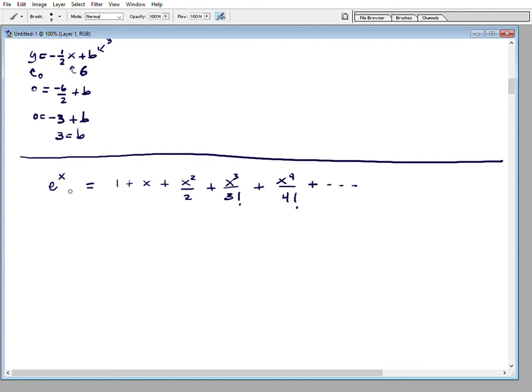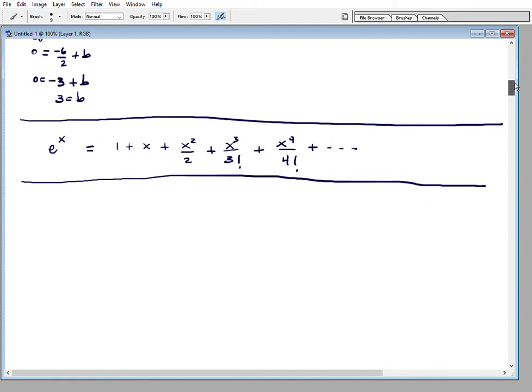Now if we want to figure out what e squared is, we can start substituting in the 2 here and keep going. Obviously we can't figure it out exactly, but let's say we decide to use this many terms, 1, 2, 3, 4, 5 terms, and that will be our approximation. So that's what we're leading up to. And these sums that are infinite are called series. So a series is an infinite sum.